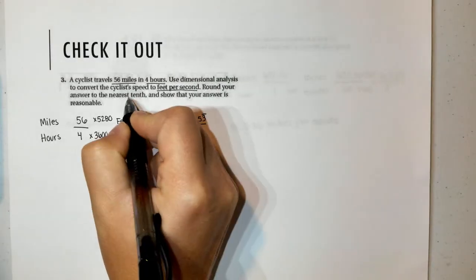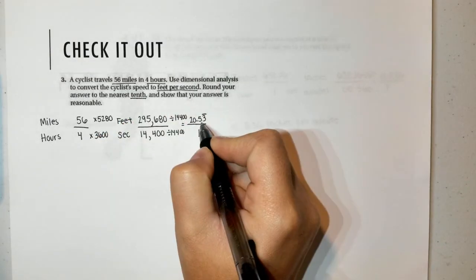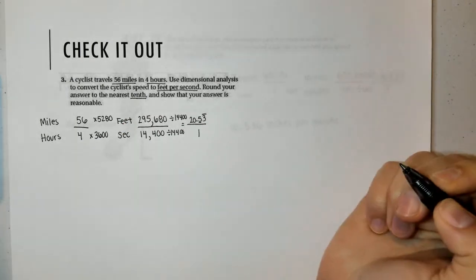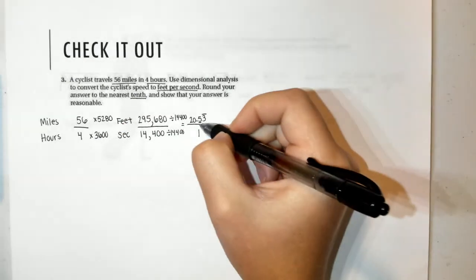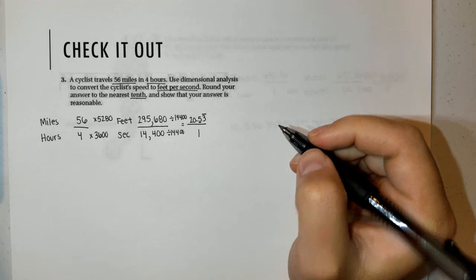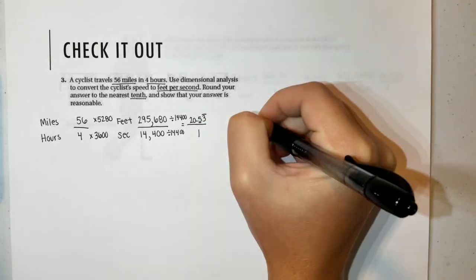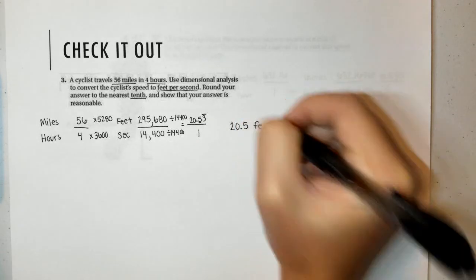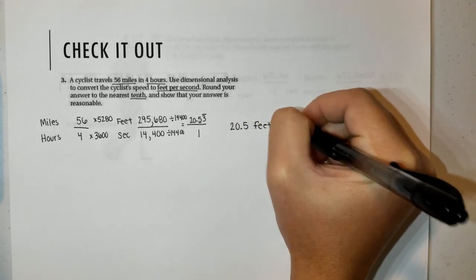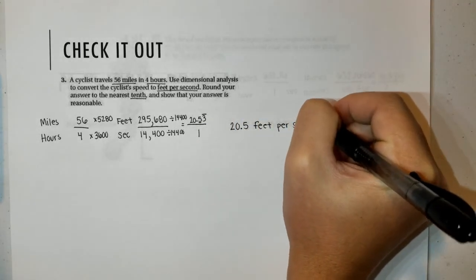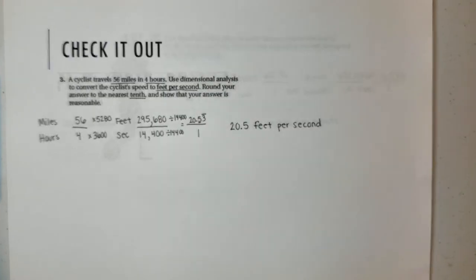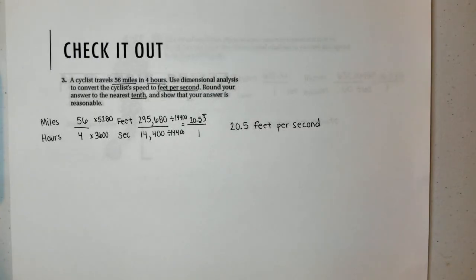Okay? It says to round to the nearest tenths place, so tenths is your first decimal place. 3 is below, so we'll let it go, so we'll leave it as 20.5. So it's going to be 20.5 feet per second. So my unit rate is 20.5 feet per second.